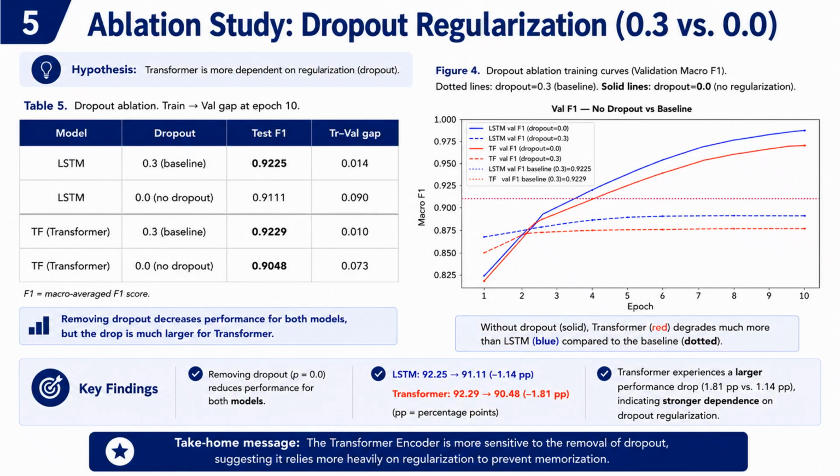The validation F1 curve shows the same finding. Without dropout, the transformer curve stays lower than its baseline, showing stronger degradation compared to the LSTM. This suggests that the transformer encoder is more sensitive to dropout removal, probably because self-attention has a higher capacity to memorize token patterns. Therefore, the clearest architectural difference in this study is not final accuracy but regularization sensitivity.